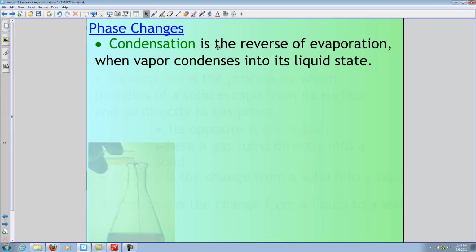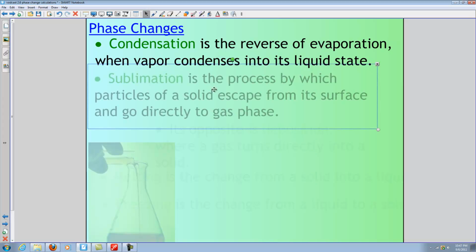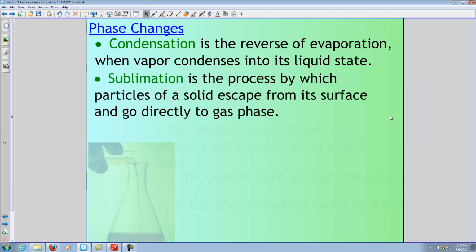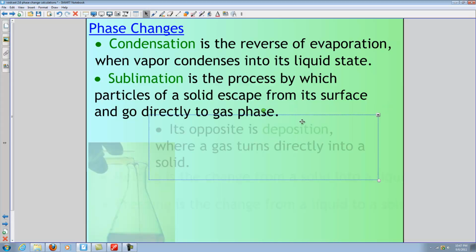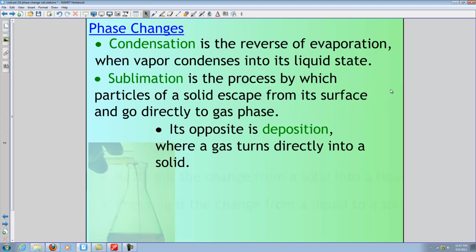So, some other phase changes. Condensation is going to be the reverse action of evaporation. Gas is going to turn back into liquid. Sublimation is when a solid turns directly into a gas, and a good example of that is dry ice. It doesn't turn into a liquid at any point, but that solid block of carbon dioxide turns into gaseous carbon dioxide. The opposite of sublimation is deposition, where a gas turns directly into a solid.